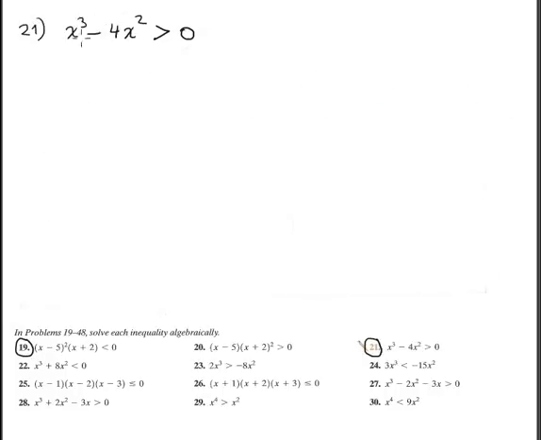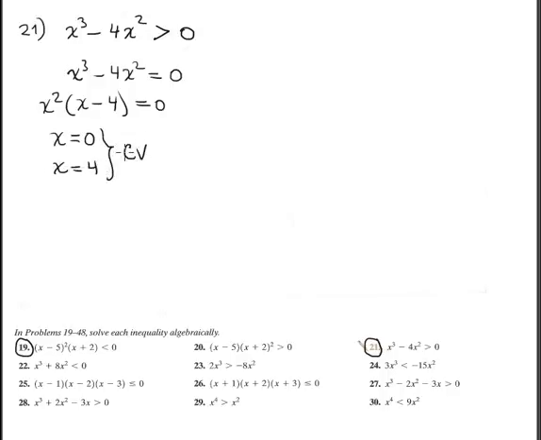Okay, 21. You convert this to equation. You solve this equation. This is a factorial equation. It's obvious that the solution is 0 and 4. And this is the critical value. Now let's use the critical value for doing the partition. Zero and 4.